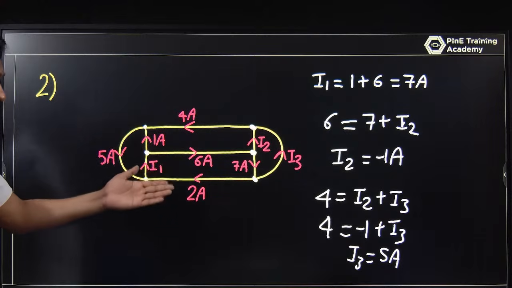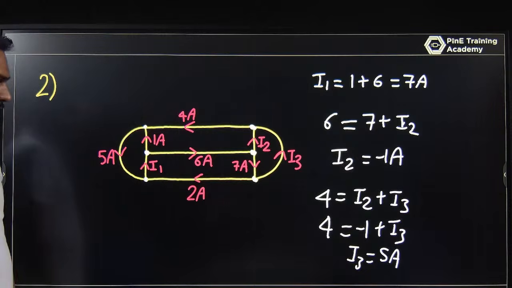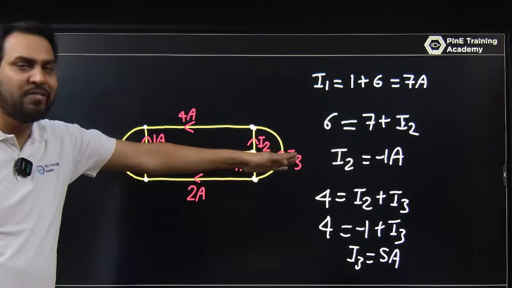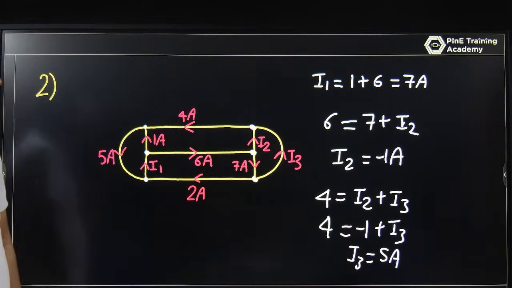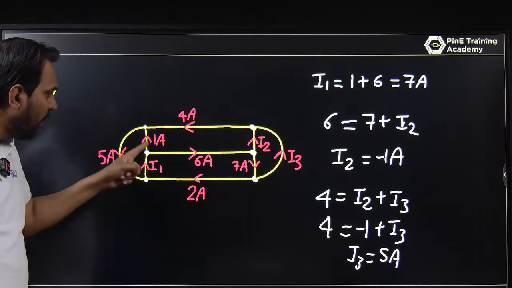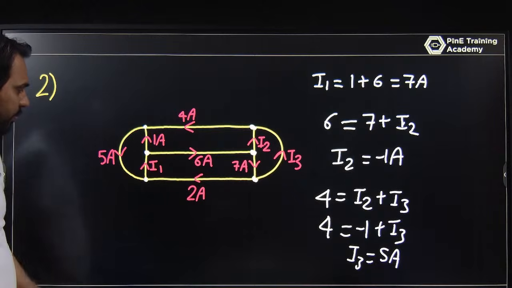Okay, if you want to check it, you can check by this node. 7 ampere is entering, 2 ampere is leaving, so the remaining current is 5 ampere. This is correct. The answer is correct. You are determining I1 by the help of 1 and 6. Let's figure out how we can determine it by this node.